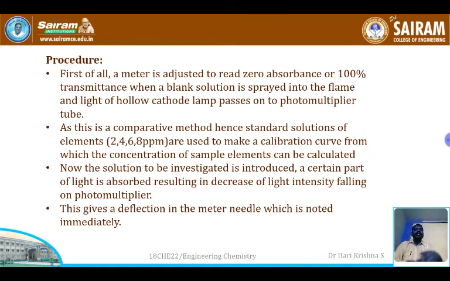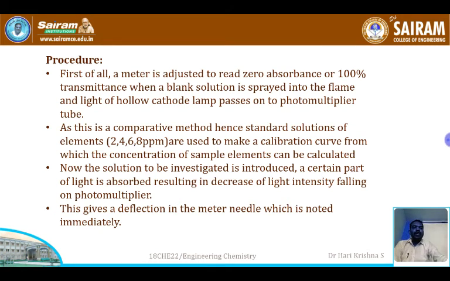Therefore, 100% transmittance. So we're going to take 2, 4, 6, 8 and 10 ppm of, for example, copper solution. We're going to spray and make a calibration curve. We're going to take a sample, and that sample also will be exposed to the flame and the absorption will be measured. So we're going to plot a calibration curve. From the calibration curve, we're going to determine the concentration of the copper present in the unknown solution.